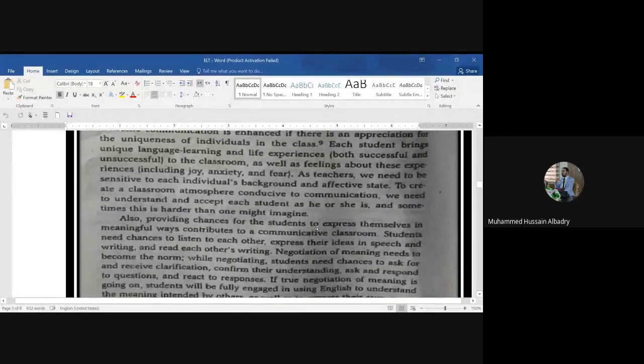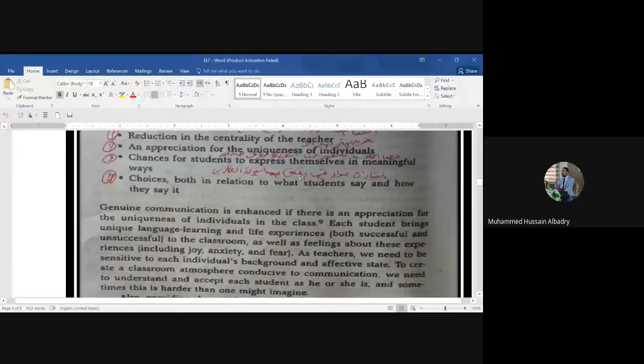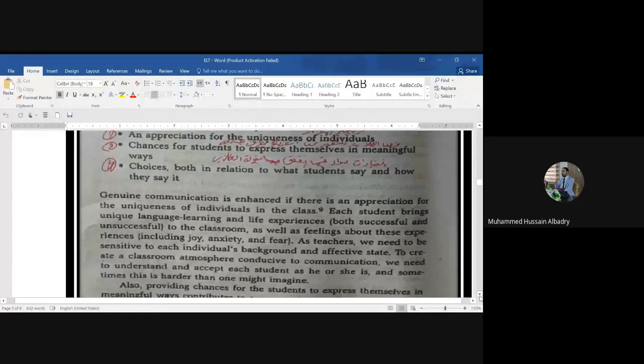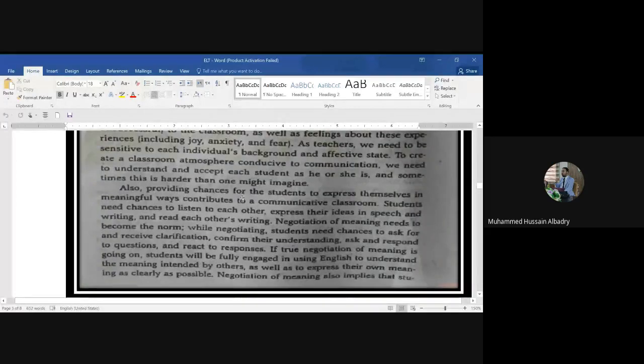And number 3, here we have what? Number 3, chances for students to express themselves in meaningful ways. Here we have this point, that we have to provide chances for students to express themselves in meaningful ways, which contributes to a communicative classroom. Very important.